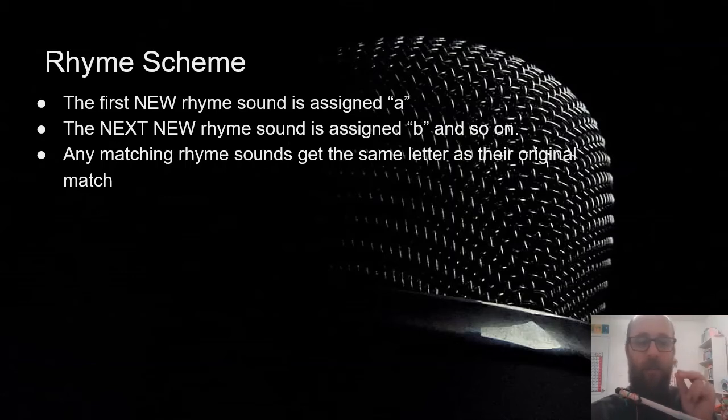So essentially, you look at the last words of each line and you assign each sound at the end a letter, okay? So the first new rhyme sound, that means at the end of the line, you'll assign the letter A. And the next new rhyme sound is assigned a B, and so on. And if there are any matching rhyme sounds, they get the same letter as the original match. Okay. Maybe that makes no sense, but let's actually look at a poem and we'll go over this.